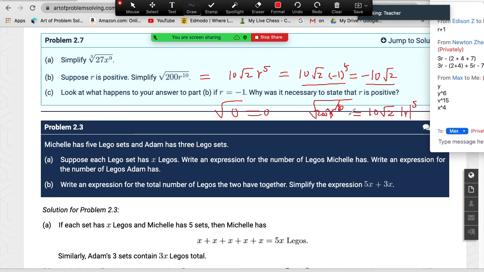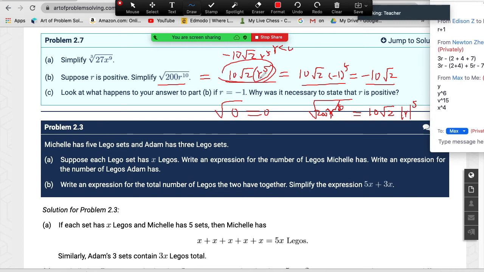Because if r is positive, this one equals this. The absolute value of r will be greater than 0, and that will equal this. But if r is less than 0, this one is not equal to this. This one should equal negative 10 root 2 then r power 5, because if r is less than 0, r power 5 will be negative. The square root of a positive number will never be negative. At least it should be 0 or greater than 0. It cannot be a negative number.